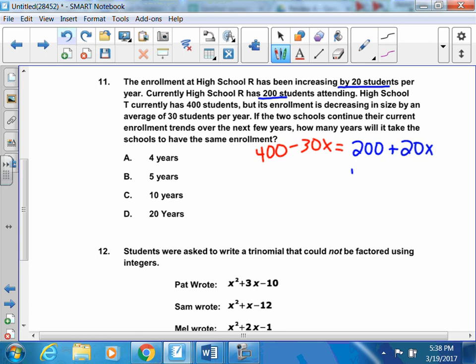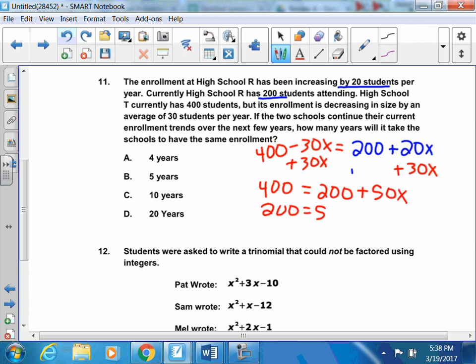So I'm going to get the x's on the same side. So I'm going to add 30x here. We get 400 equals 200 plus 50x. Then I'm going to subtract 200 on each side. So we get 200 equals 50x.